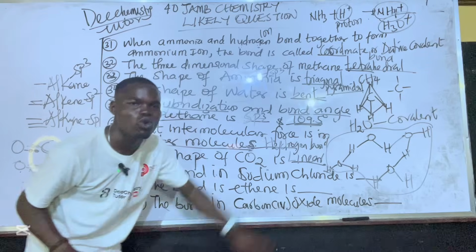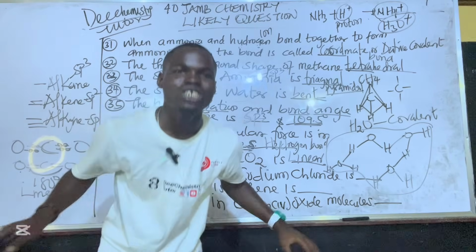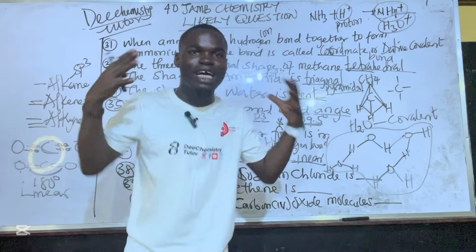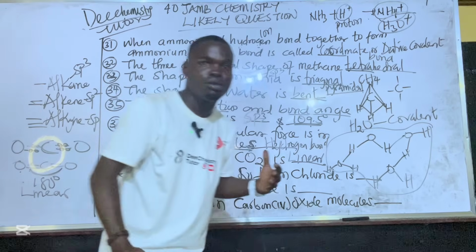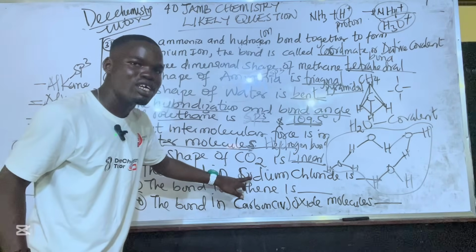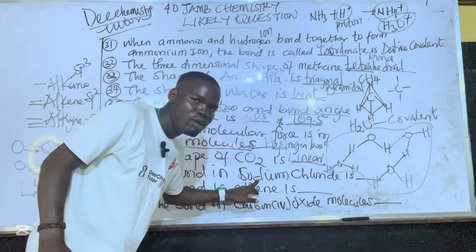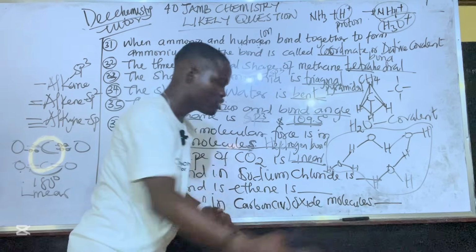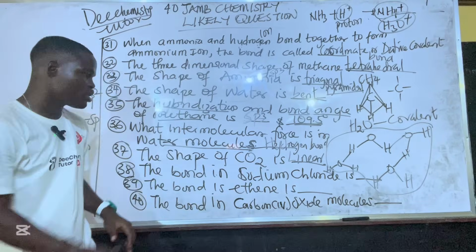Now, what bond is in sodium chloride? The bond in sodium chloride, of course, is what? Ionic or electrovalent bond. It's the strongest bond, right? It has high melting and boiling point, okay? So it exists between a metal and a non-metal, which involves transfer of electrons. So this one is ionic, okay?